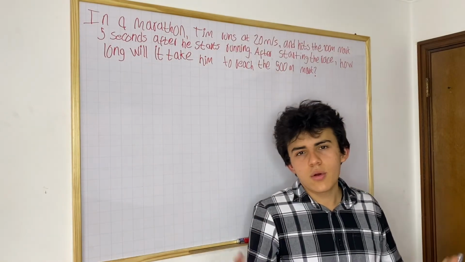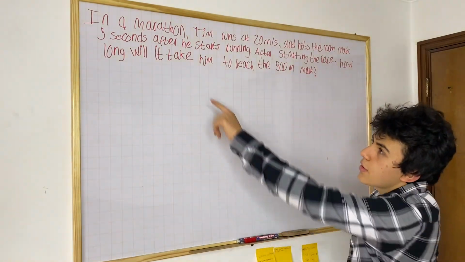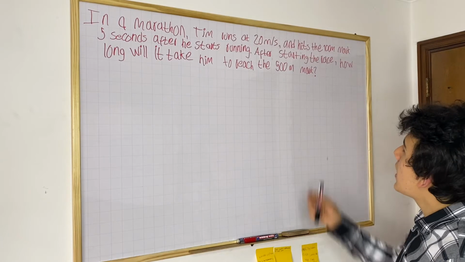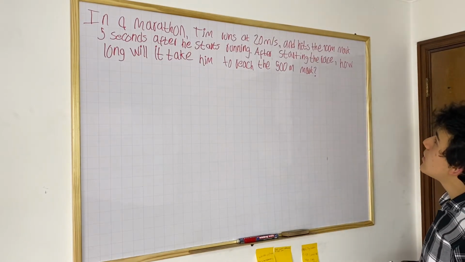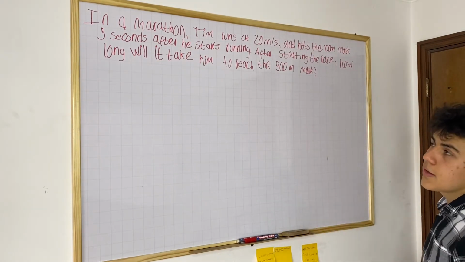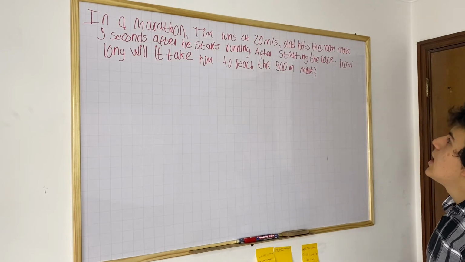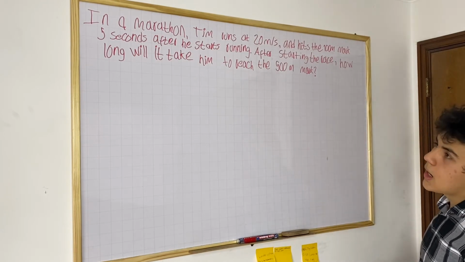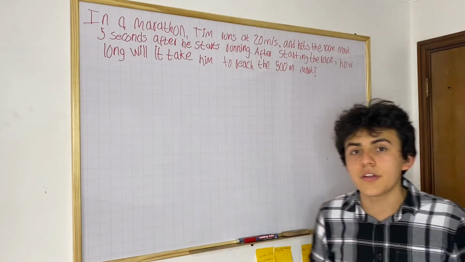Now let's do a more complicated problem. So we're going to have, in a marathon, Tim runs at 20 meters per second and hits the 100-meter mark 5 seconds after he starts running. After starting the race, how long will it take him to reach the 500 meter mark?